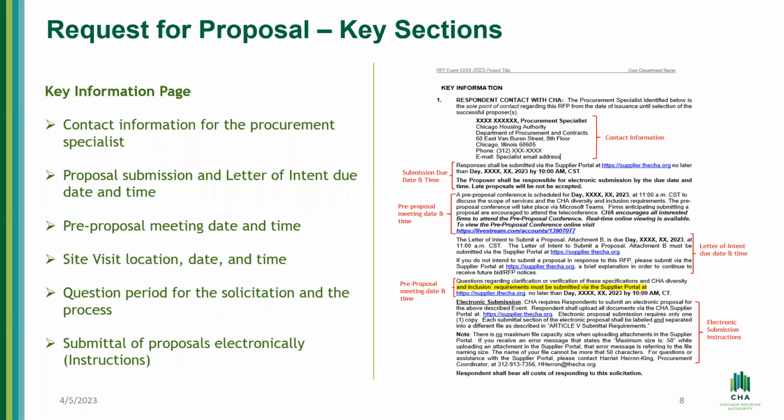The other page that you will see in the RFP is the key sections. So this is going to be key information for you. You will find the contact information of the procurement specialist. You will find an email and the phone number of the procurement specialist, which is the person that you will need to contact if you have questions regarding the solicitation. That's the only person that you can contact if you have questions regarding the solicitation.